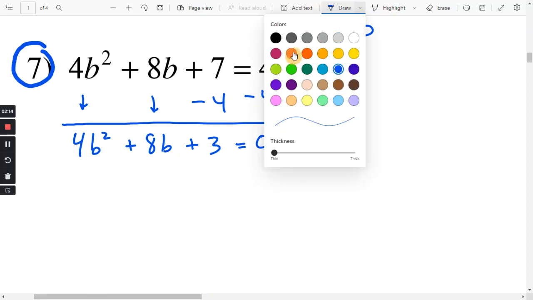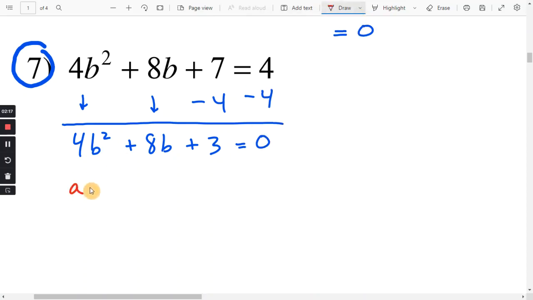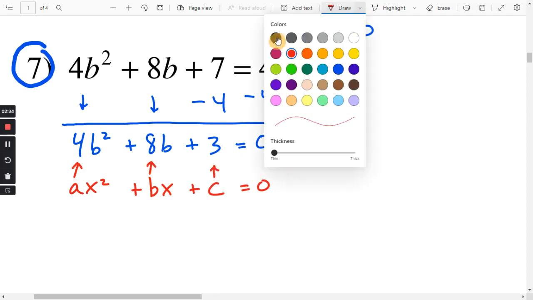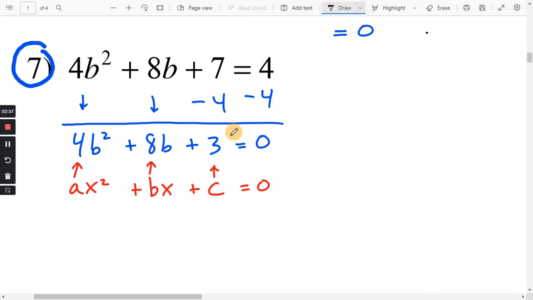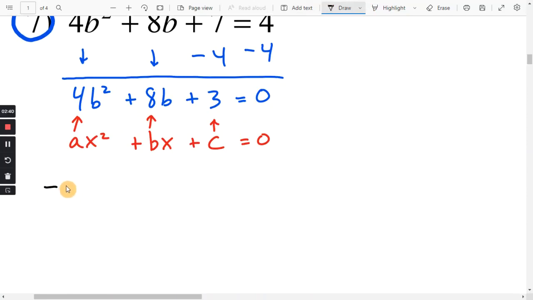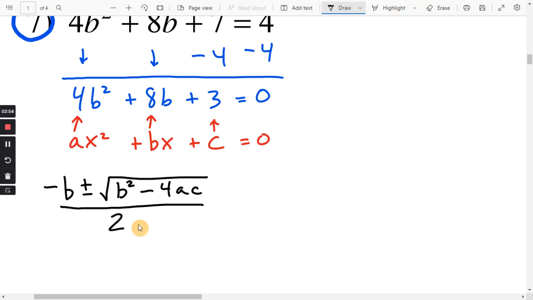All right, so we can see from this here, if we line it up with the equation, ax squared plus bx plus c equals 0. We can see that a is 4. B is 8, and C is 3. Okay, and now we're going to use the formula. The quadratic formula is going to be -b plus or minus radical b squared minus 4ac all over 2 times a.